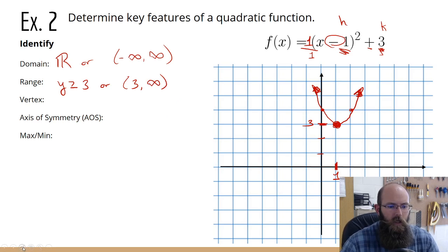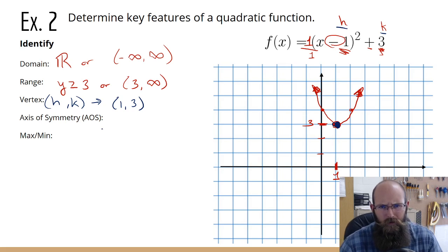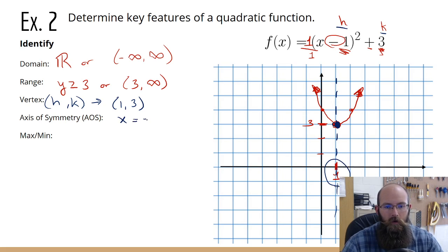Now we'll look at my vertex. My vertex is this point right here. I'm now overlaying that brown with some blue, and it comes exactly from my h and my k. So my h comma k, which for us in this case is going to be 1 comma 3. Axis of symmetry, you've all seen the butterflies, right? It's that little dotted line that I could draw right down the middle of my graph. Notice where I cross my x-axis at 1. That means my axis of symmetry is x equals 1.